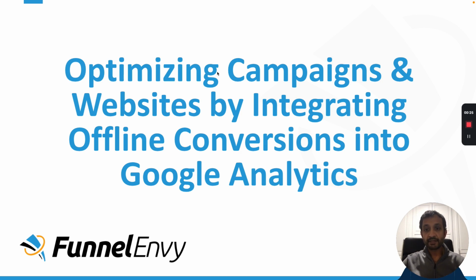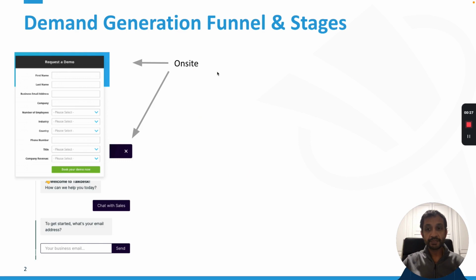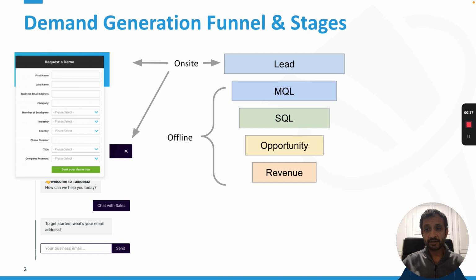So what do I mean by offline conversions? If you're doing demand or lead generation, you're capturing those leads on site, typically through a form, perhaps through something like a chatbot. Now, as you know, that's only a small part of the much larger funnel, most of which happens offline. Your marketing qualified leads, sales qualified leads, opportunities, stages, close on revenue. Those are all captured offline, so you can think of them as offline goal conversions.